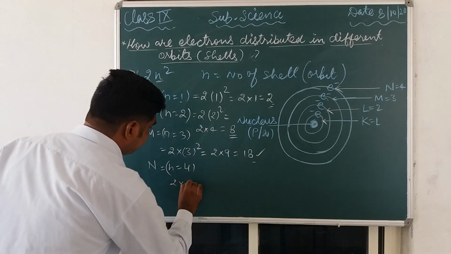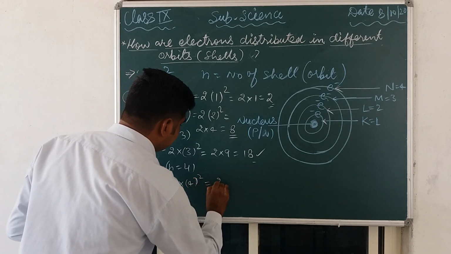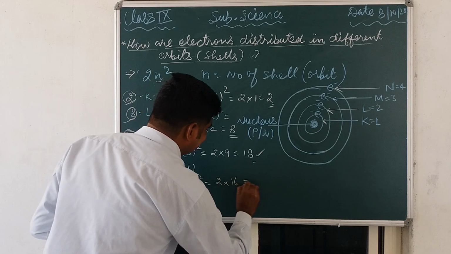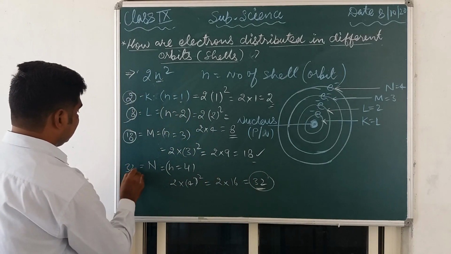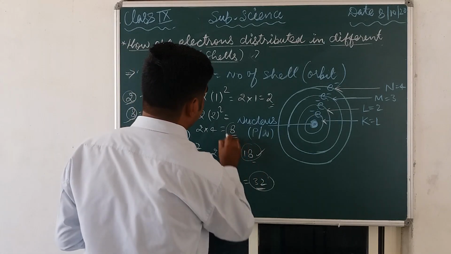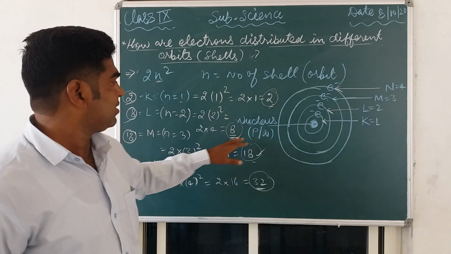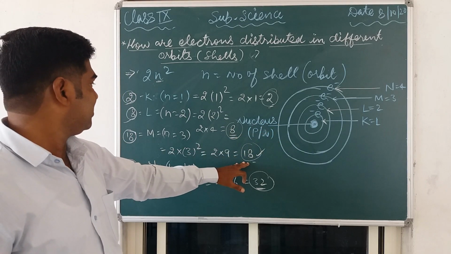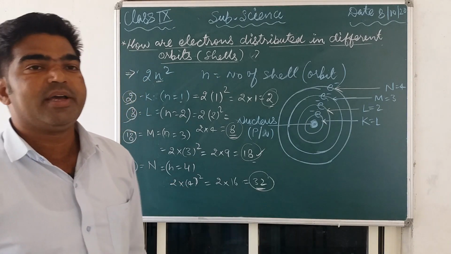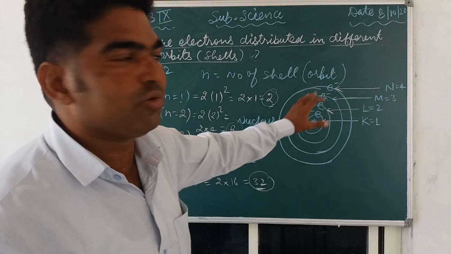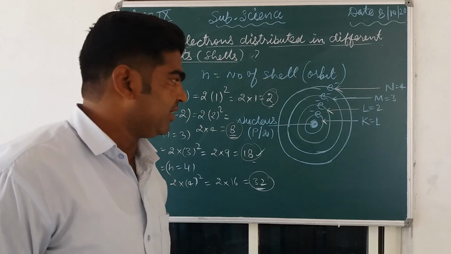So 2 into 4 square is equal to 2 into 16, that is 32. This means in the first cell we can occupy 2 electrons, in the second 8 electrons, in the third, the M cell, 18 electrons, and the N cell occupies 32 electrons. These are the distributions of electrons in different shells or orbits.